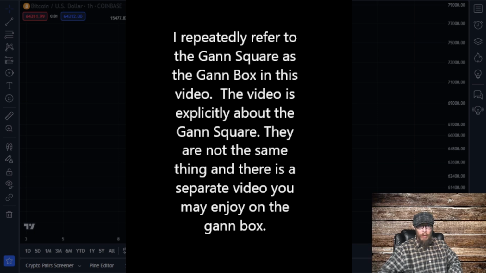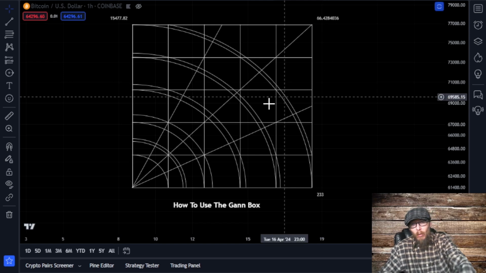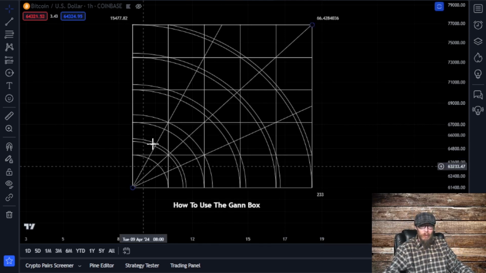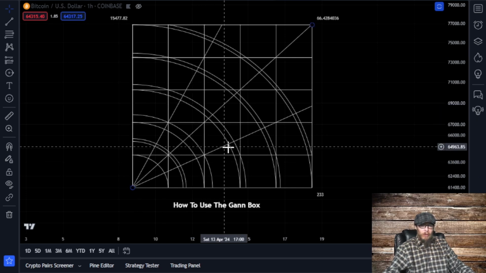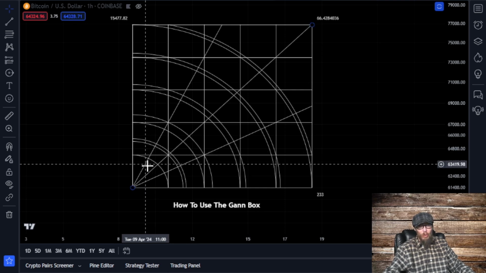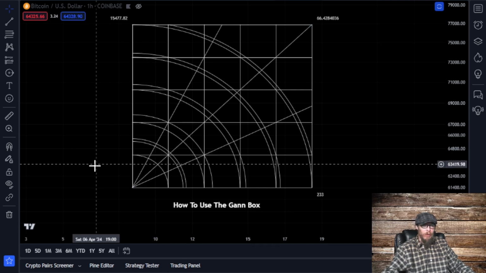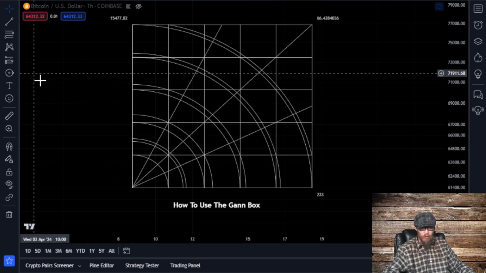Well, I just wanted to hop on and talk about the Gann box. How do we use the Gann box? And what is this crazy thing? You know, we've got these angles coming out, we've got these squares. It's a different tool that I don't know that a lot of people really know what this thing is trying to show you. One thing I'll mention right off the bat, if you haven't watched my video on the octave method, you should, because these are essentially the same thing.